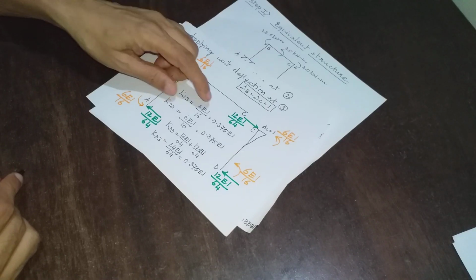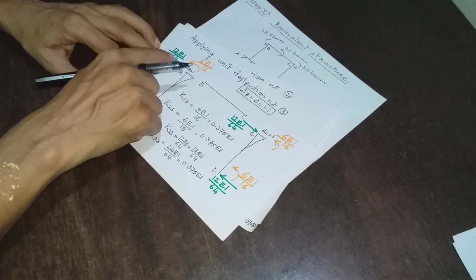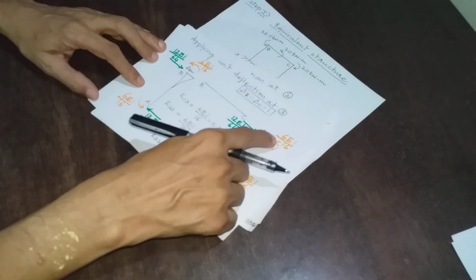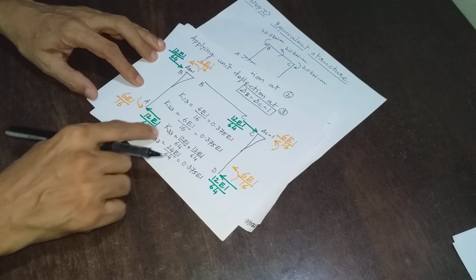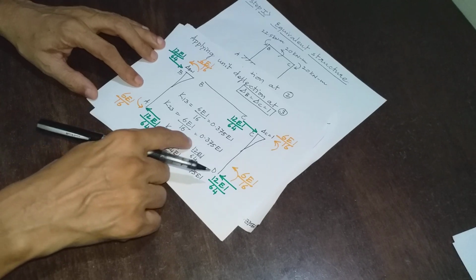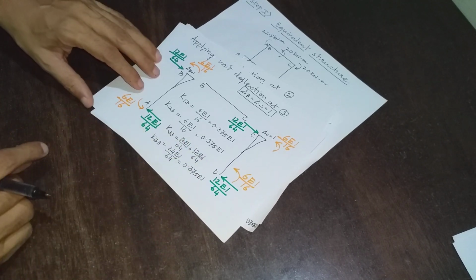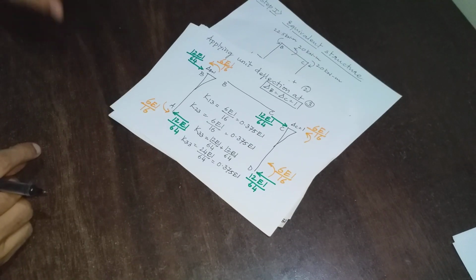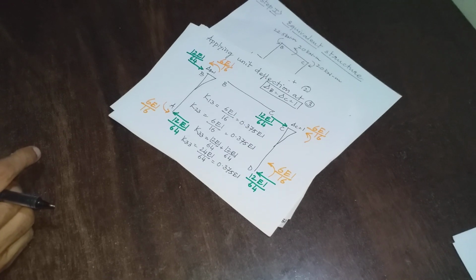So my friends, K13 is the force at coordinate 1 due to unit deflection at coordinate 3, K23 is the force at coordinate 2 due to unit deflection at coordinate 3, and K33 is the force at coordinate 3. Both these coordinates are coordinate 3, that is 12 EI by 64 and 12 EI by 64. So that is 24 EI by 64, which comes out to be 0.375.